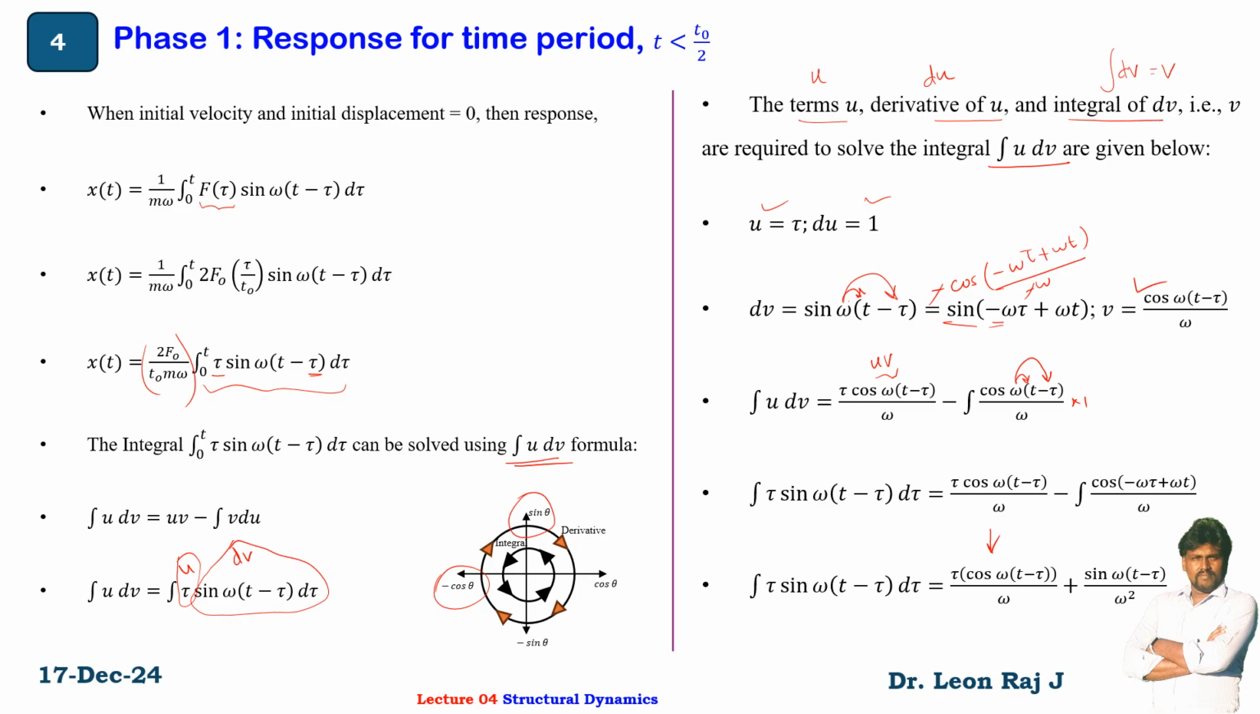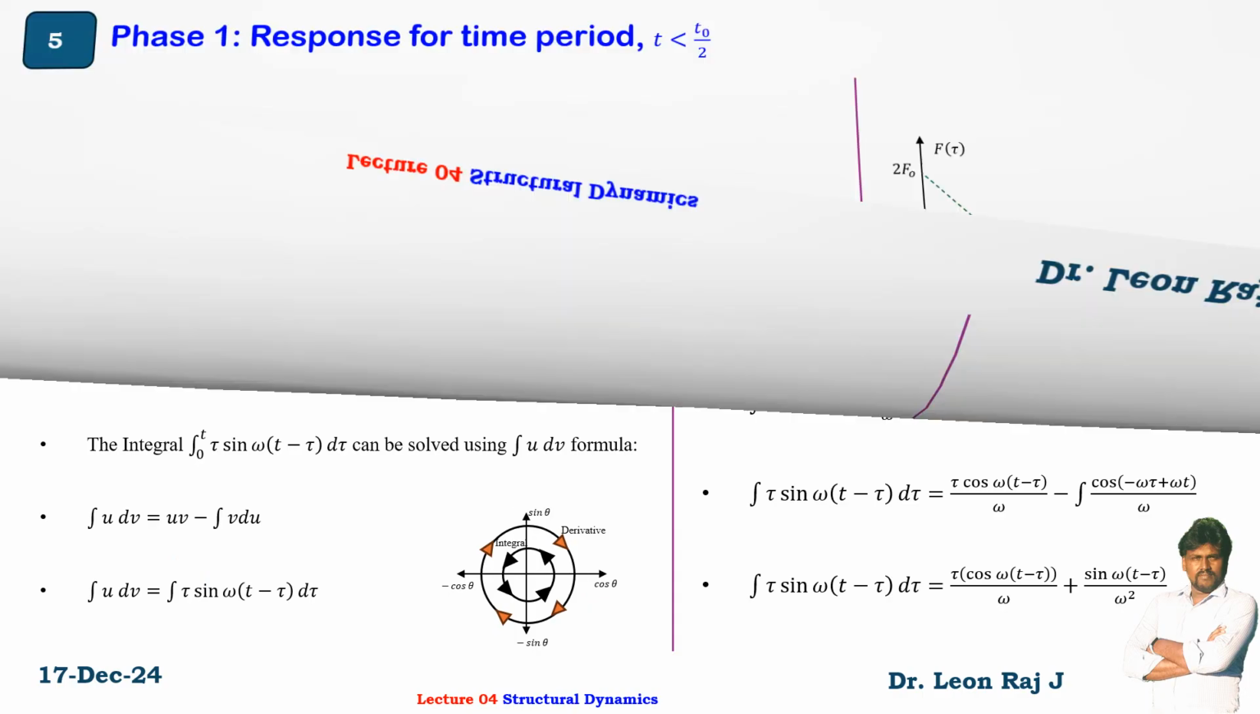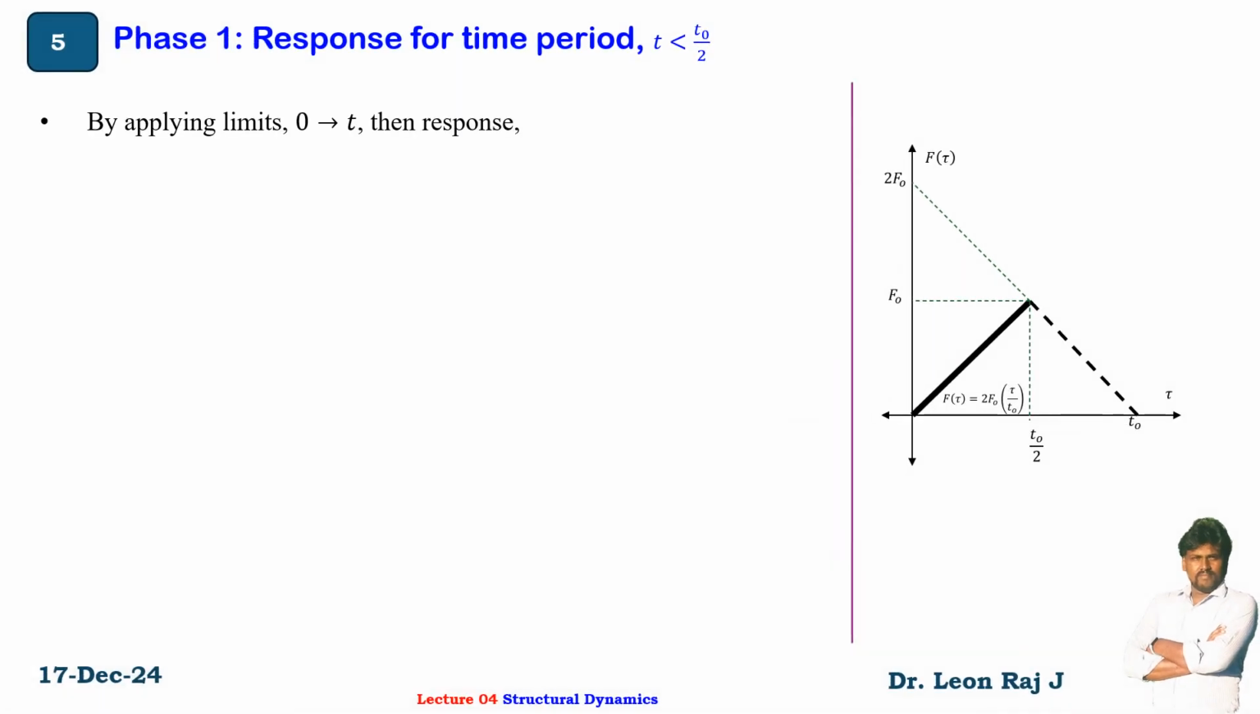At the same time you are using the integral here. The integral of positive cos theta, from the second black color curve in the chart, is plus sine theta. Whereas here minus omega is there, that minus will come out, and minus and minus get plus. So that is how we get plus sin omega (t minus tau) divided by omega square. By applying the limits 0 to t, the response is f0 divided by t0 m omega, tau into cos omega (t minus tau) divided by omega plus sin omega (t minus tau) divided by omega square.